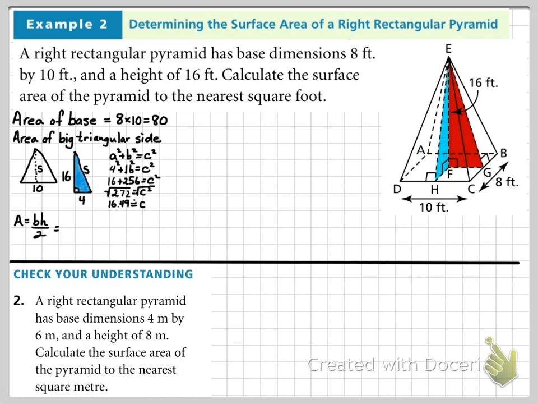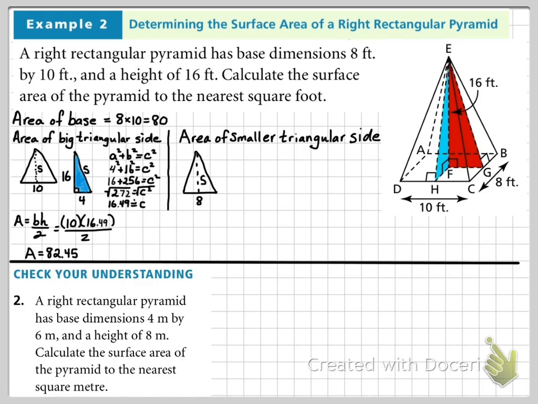Now I can figure out the area of that face, because the base is going to be 10, and the slant height we've just figured out to be 16.49, so it's going to give me the area of the front face, the face that's facing us, of 82.45. Now we're going to do the same thing with the other side. We're going to find the area of the smaller triangular side.